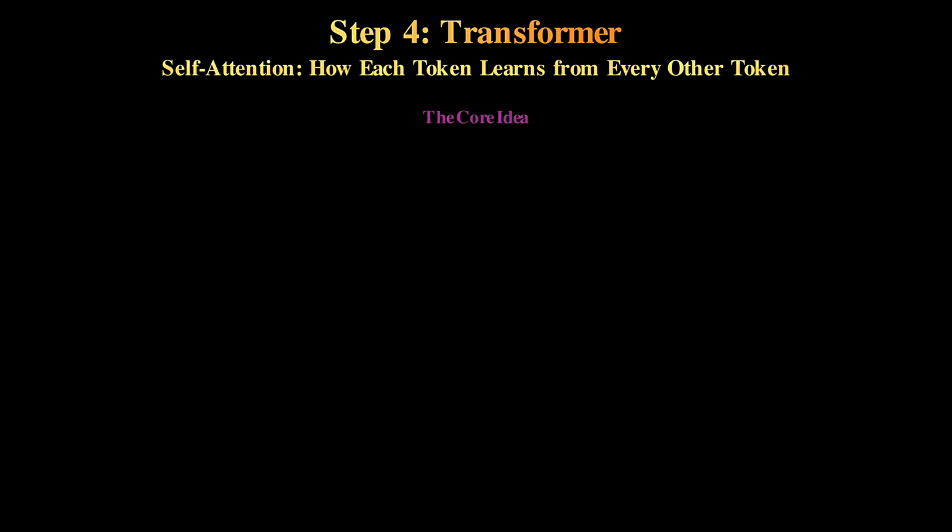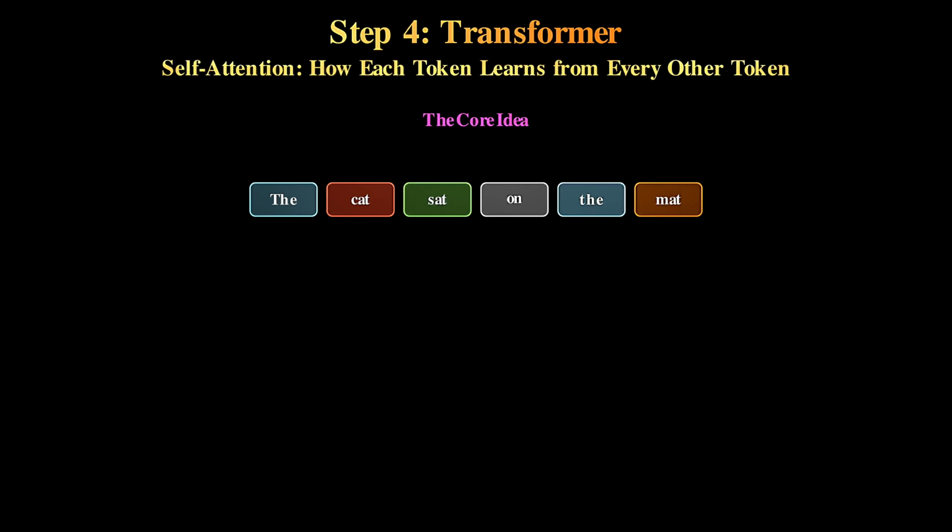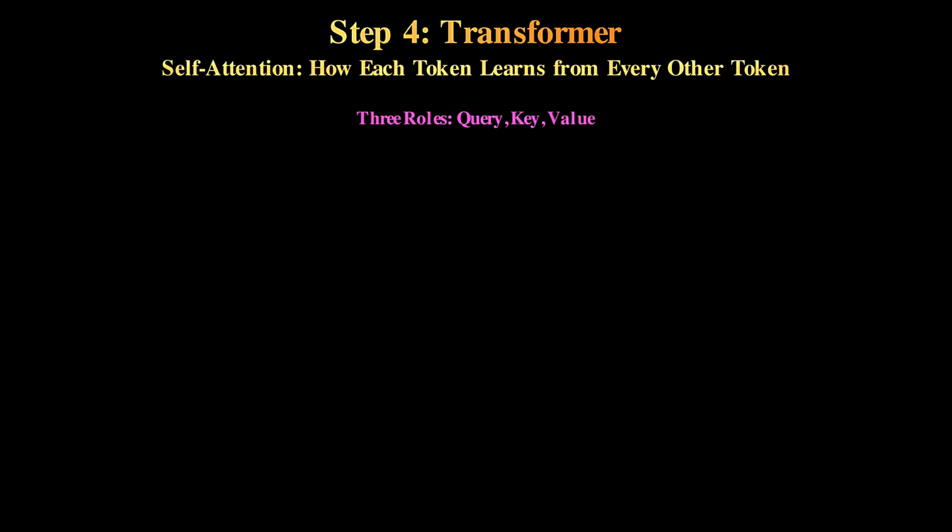Here's how it works. Take the word sat in the cat sat on the mat. Self-attention lets sat look at every other word and decide which ones matter most. It pays the most attention to cat, the subject, and mat, the location. To do this, the model uses three components: query, key, and value. Think of it like a library.